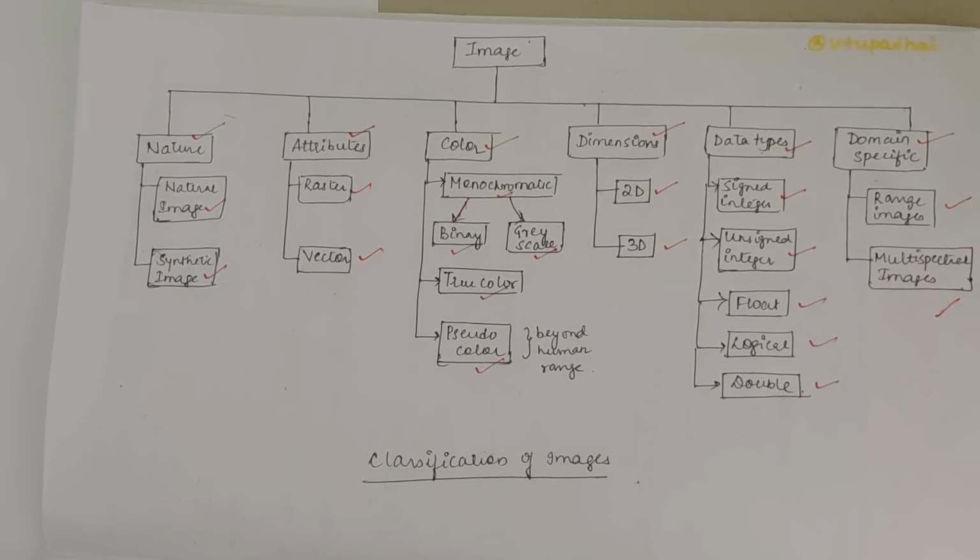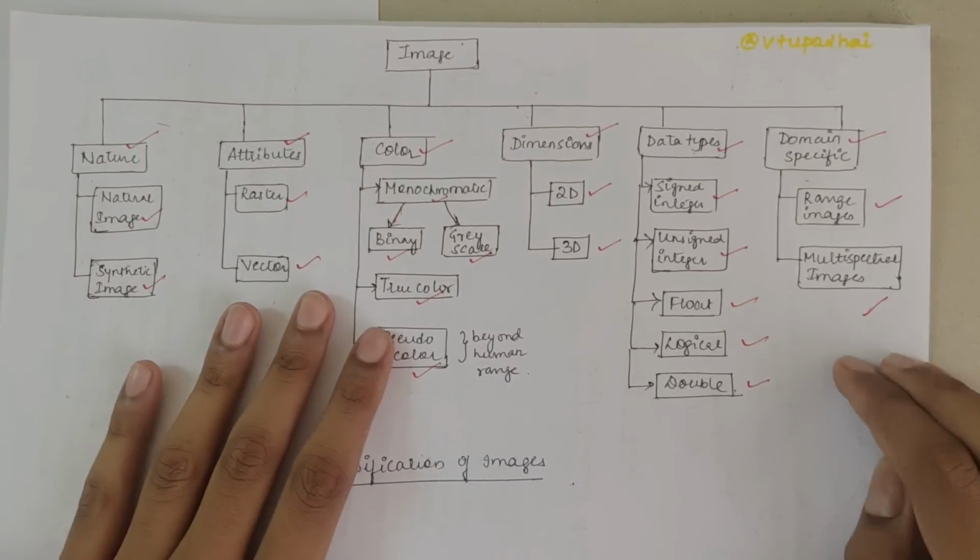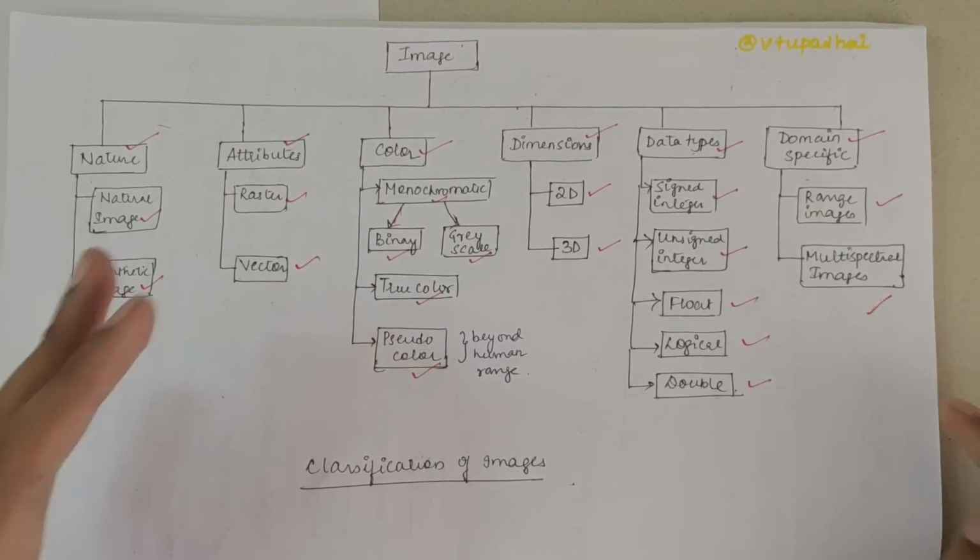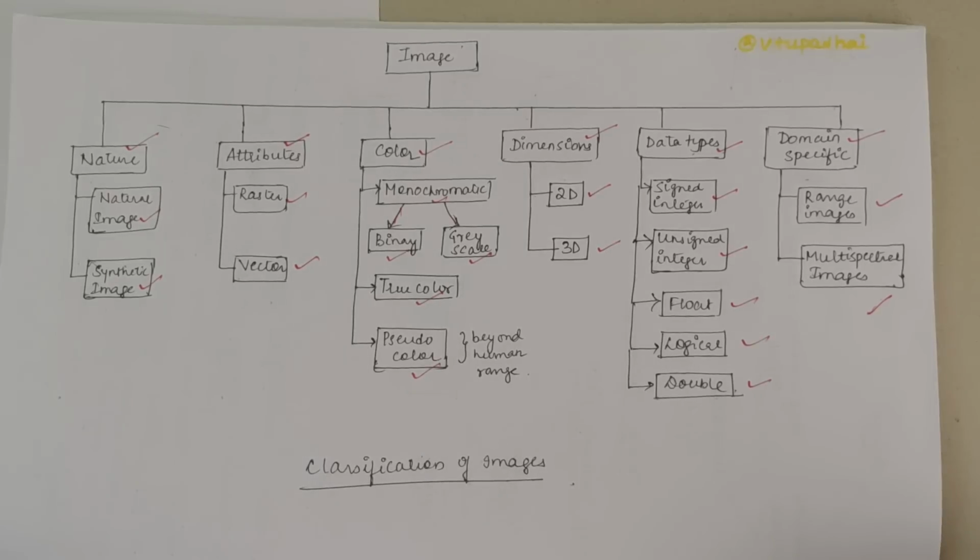It can be either a range image, where a certain range of values is given. Followed by that, we have multispectral images. That means the pixels range over a wide spectrum of values.